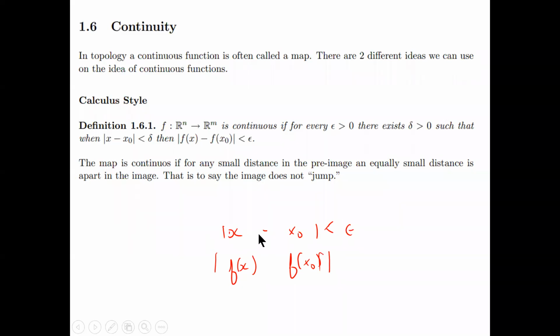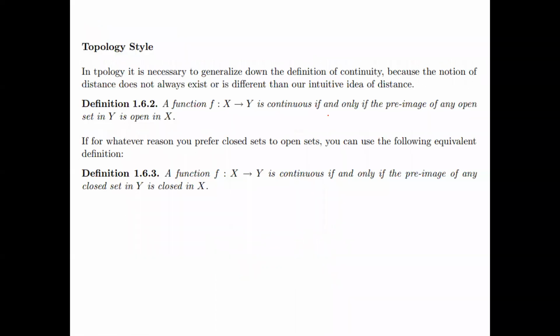So if the norm of the difference between x and x naught is a positive quantity, then the norm of the difference between f of x and f of x naught is also a positive quantity. Okay, so we've denoted that these are positive quantities. This is how we define it in calculus. And in topology, how will you define it?